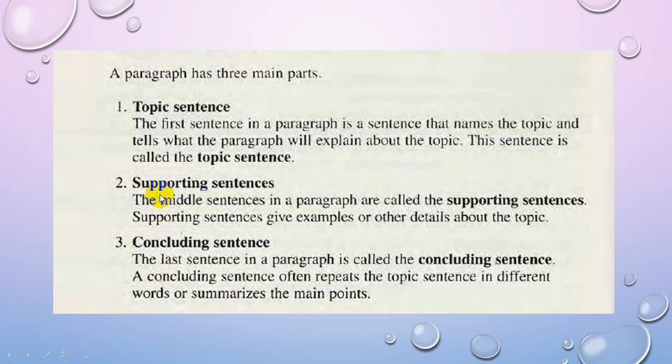This sentence is called the topic sentence. You may get a question in the exam: what is a topic sentence? Okay, and you will say this definition.